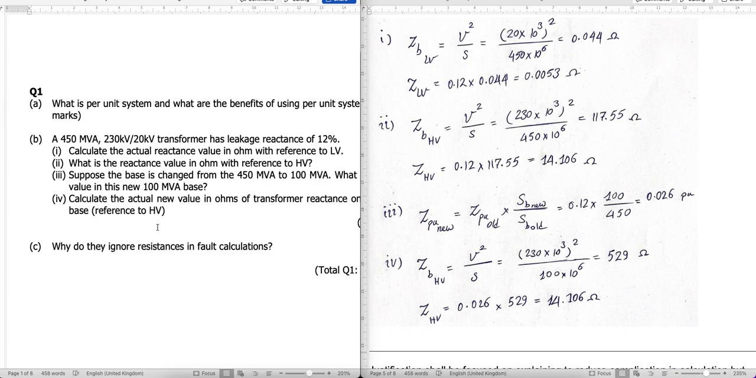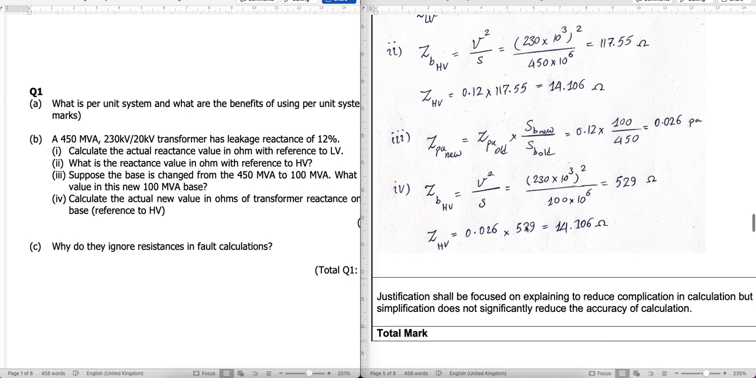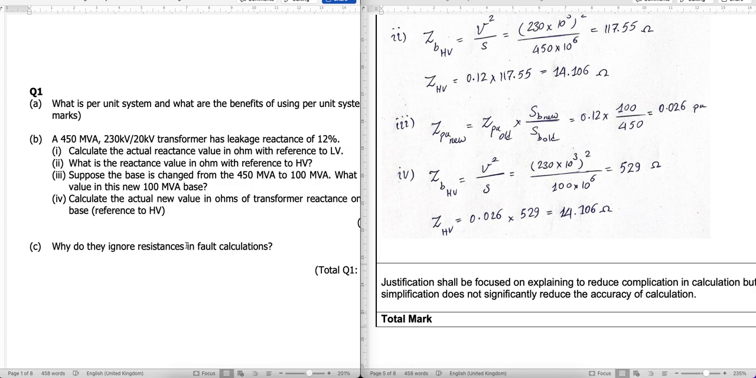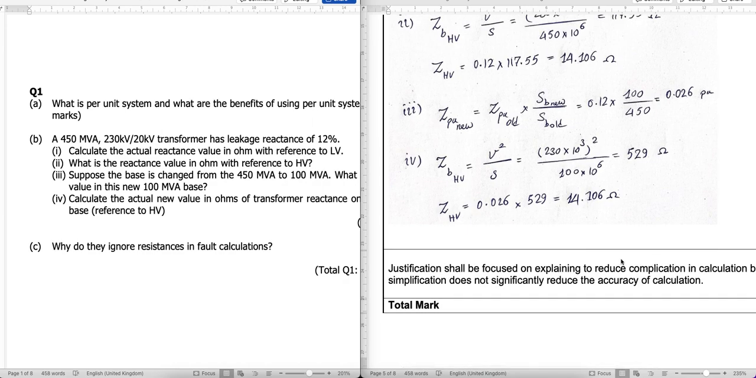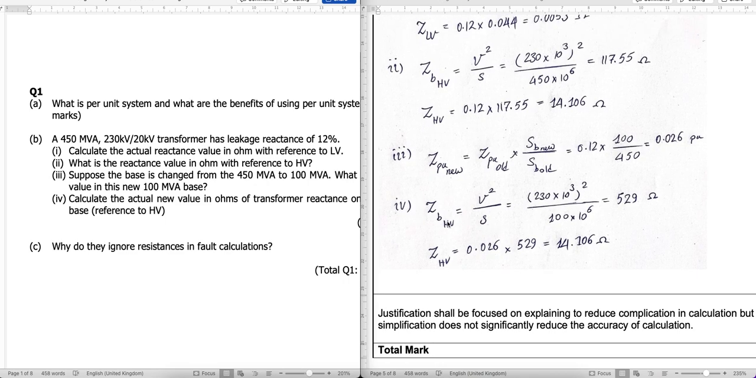Where did the 0.026 come from? We had an extensive discussion about this in your lecture notes. If you check that, we called it the fault calculation main slide. There are discussions bullet-wise there, but here I'm just saying your justification should be focused on explaining the reduction of complication in calculation. Does 0.026 come from ZHV? Ah, you're referring to this section 4?